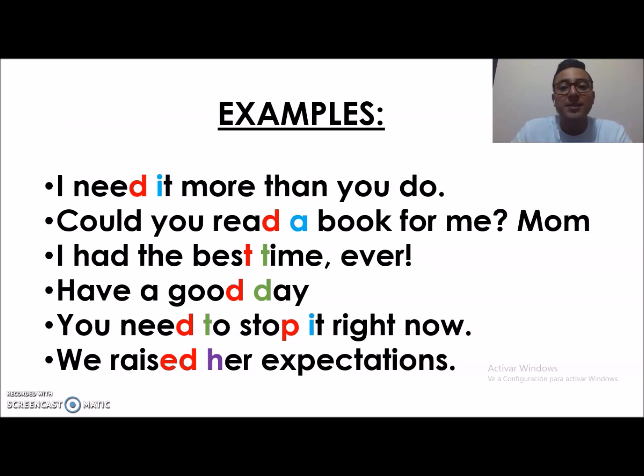So I have some examples in here so you can maybe understand the rules in context. The first one is, I need it more than you do. Here we're going to pay attention to the consonant sound, which is D. But this D is in between a vowel and another vowel. That's why this one is pronounced as an R. And here we are going to put this sound together with this one. I need it. I need it more than you do.